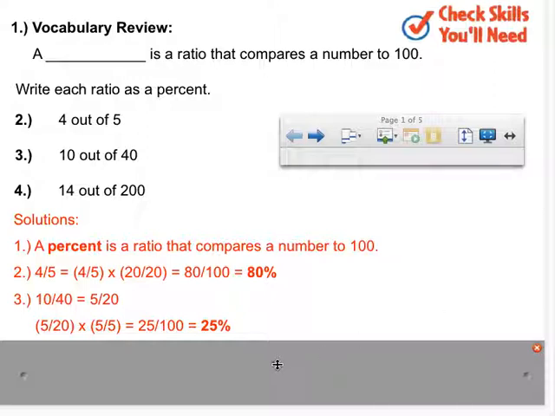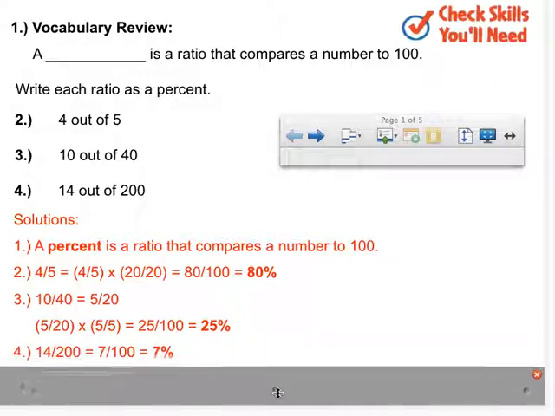And then the last one. Who has the last one? Somebody I haven't heard from yet? Jaden? 7%. How'd you do that? Because 200 is a factor of 100. So for 200ths, you can simplify that so that the denominator is 100 by dividing by 2. So you get 7 out of 100. That is 7%. Any questions about this? This is all review. Okay, so very easy lesson today.